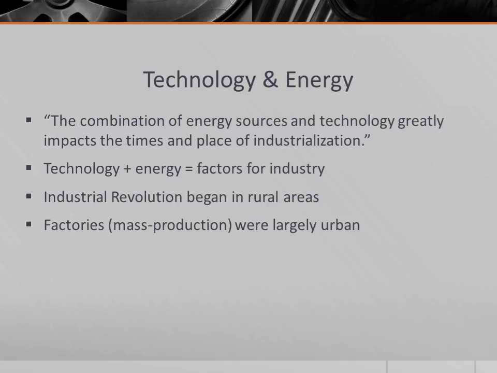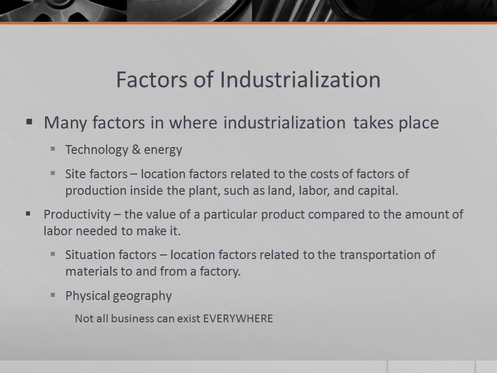However, as new technologies emerged, like the steam engine, which was powered by coal that heated the water, that produced steam, that powered these machines. Now that freed these factories up from being directly next to a river. And so those factories, where most of this mass production took place, were able to move to urban areas where most of the workers were. So there's several different factors that play an impact on industrialization.